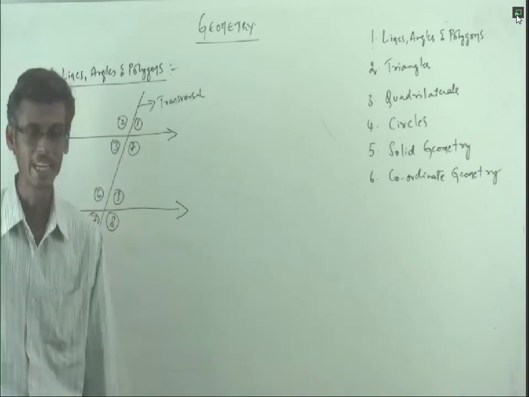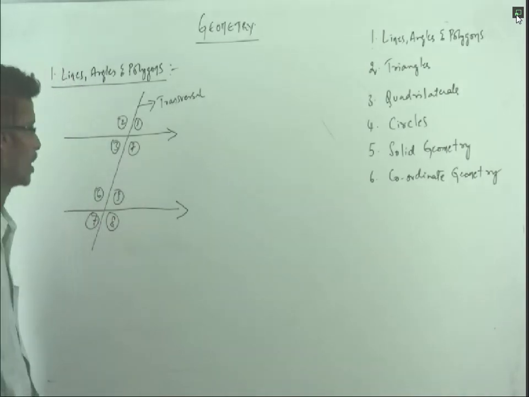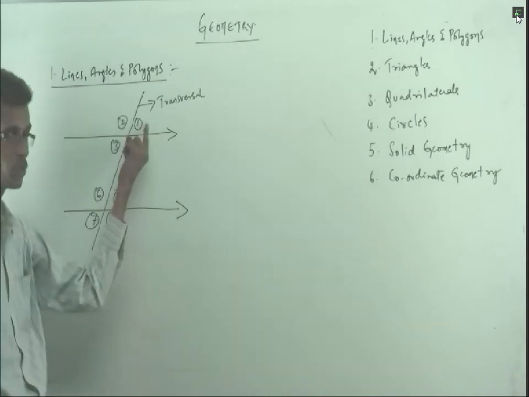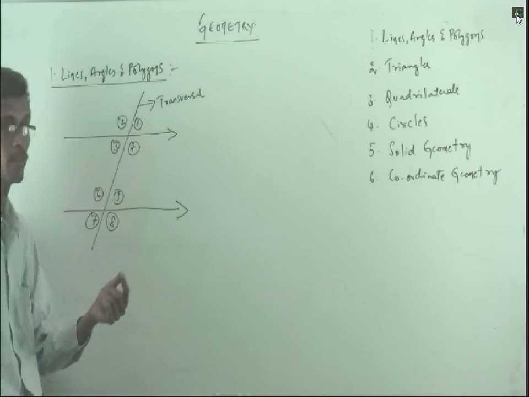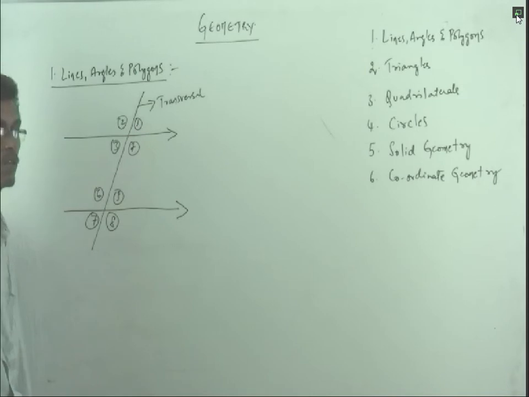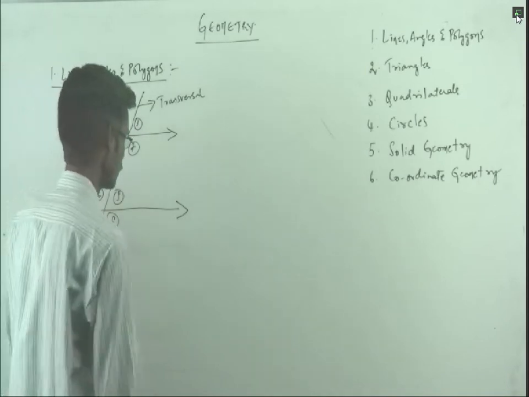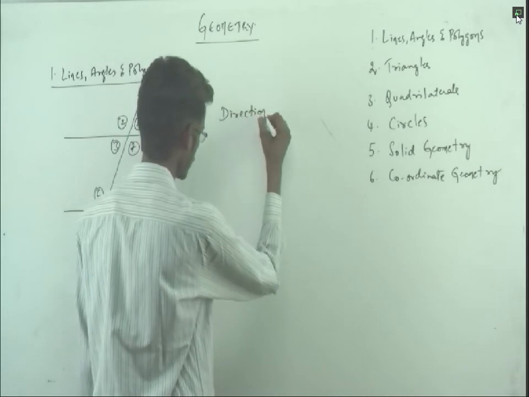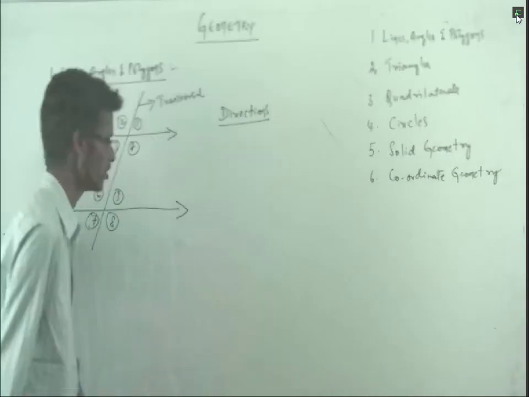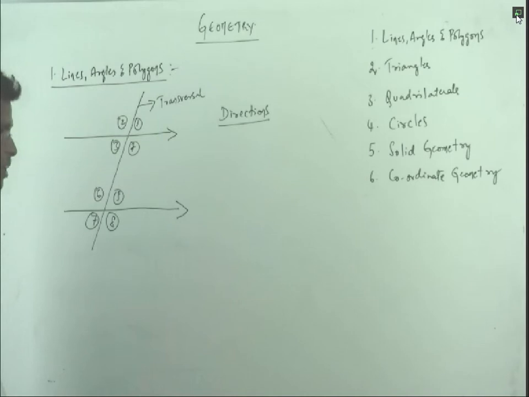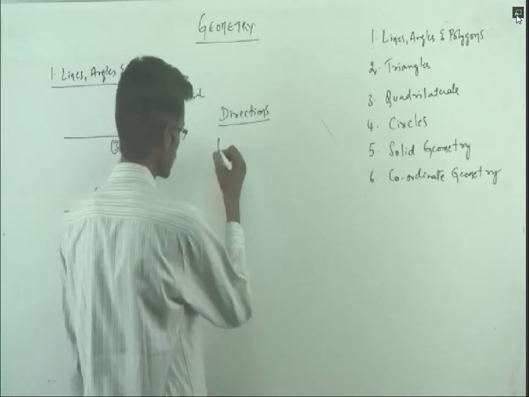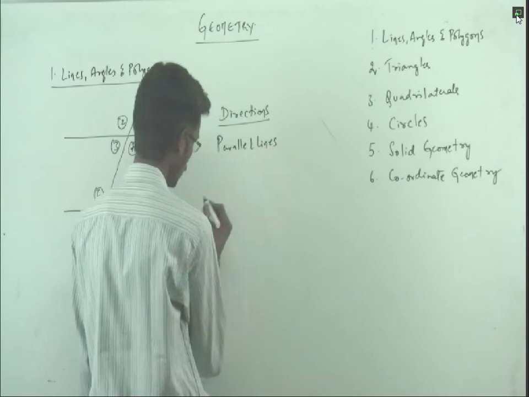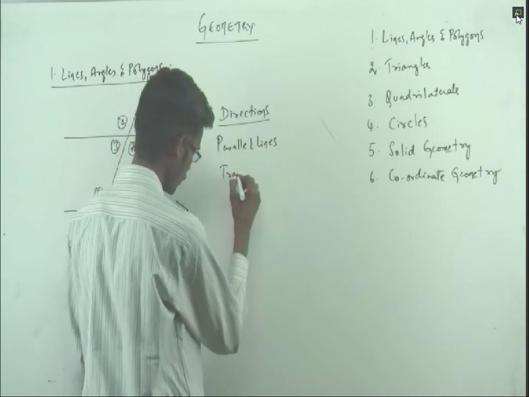Now, after pointing out the 8 angles, we talk about the positions of the angles. That means angle 1 is positioned at which place, angle 3 is positioned at which place, like this. For all the angles, we'll be deciding the positions. Generally, these positions are based on the directions of the lines. If you observe the diagram, there are 3 lines in this figure. 2 lines are parallel lines, and the third one is the transversal.